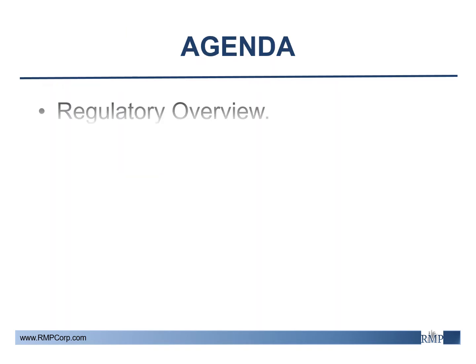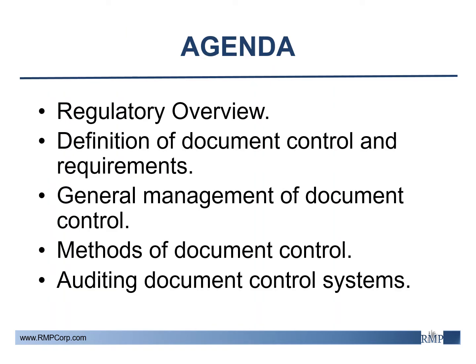For this document control webinar, we're going to first go over a regulatory overview in order to characterize how document control fits into the overall CAPP program. Then we're going to go ahead and define document control and its requirements. We're going to go over the general management of document control, two different methods of document control, and finally look at how document control systems are audited.